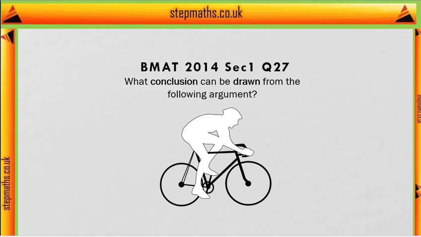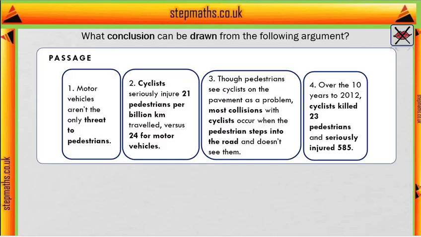This is question 27 from section 1 of the 2014 BMAT, and this question asked what conclusion can be drawn from the argument. So let's remind ourselves, if we're looking for a conclusion that could be drawn, that's something that hasn't already been said but does follow from what's in the passage. So let's have a look at the passage.